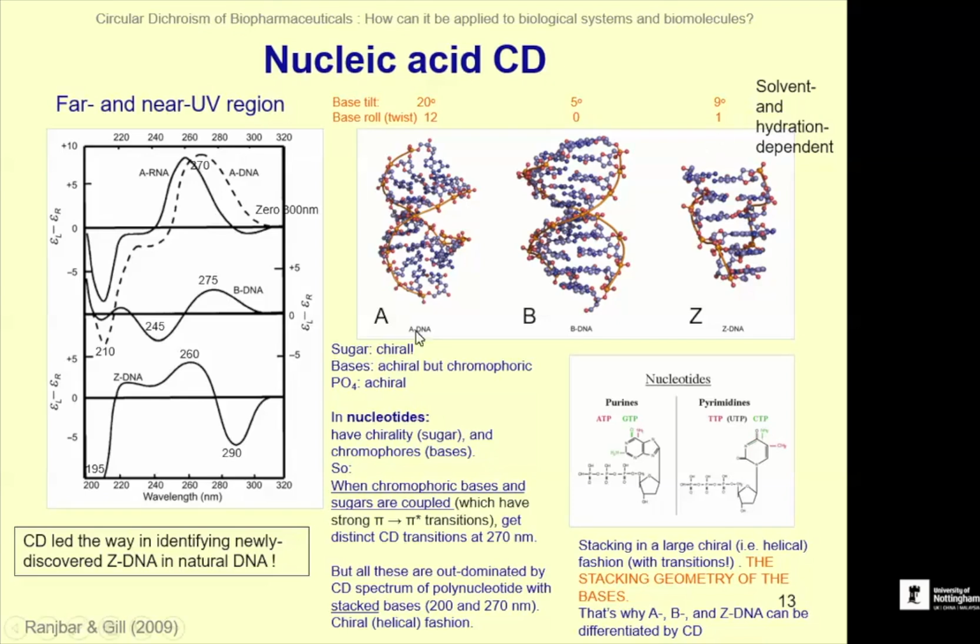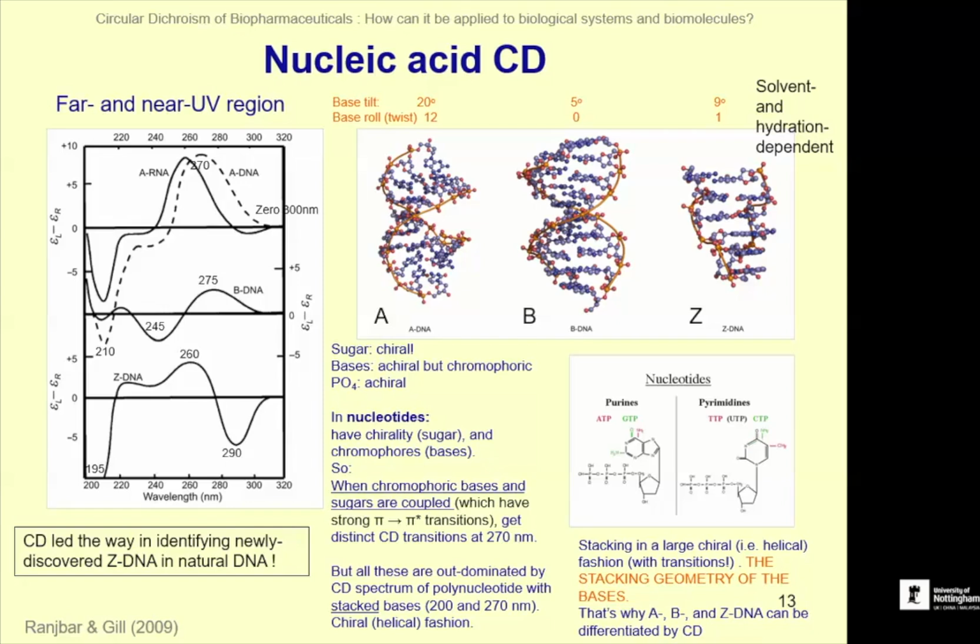So in the case of A DNA, you have a base tilt of 20 degrees and a base roll of 12, and so on. In B, it's different, it's 5 degrees and naught, and in the Z DNA, it's different again. So all those different helical arrangements, they're all double helices, but they are different in terms of the base tilt and the roll, which means that you get slightly different spectra. So you are able to distinguish what's going on with regard to A, B and Z DNA.